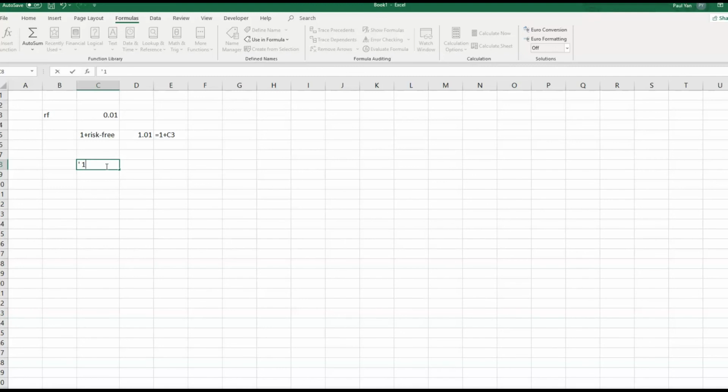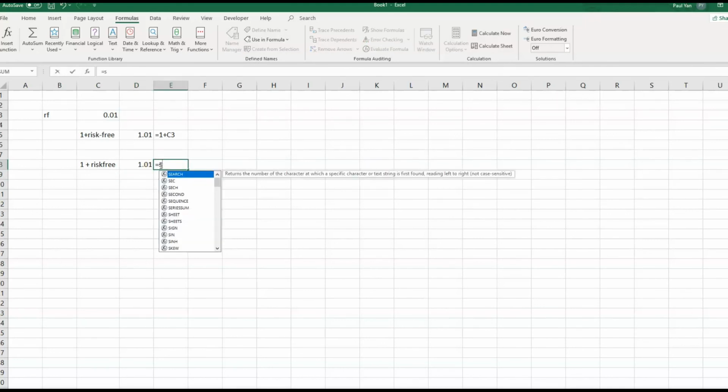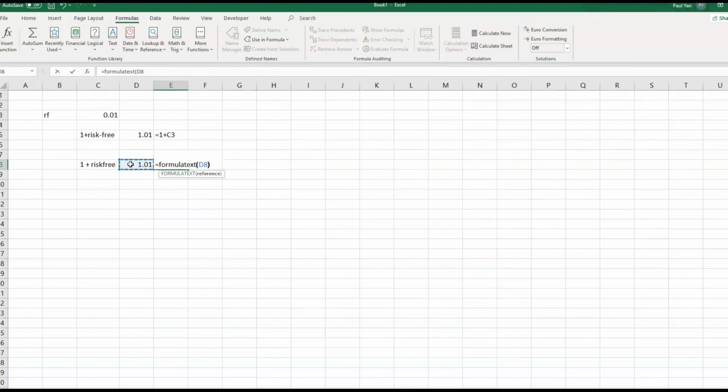Suppose we have 1 plus RF. Now it's 1 plus. So instead of C3, we type RF. Okay, RF, then enter. So this is our formula. So this is 1 plus RF. And suppose this is 5%. So this is 1.05.